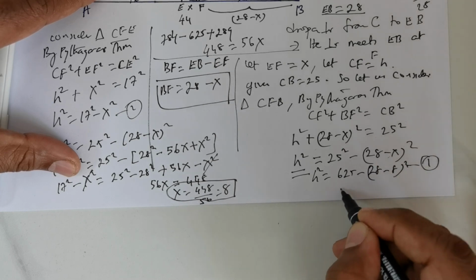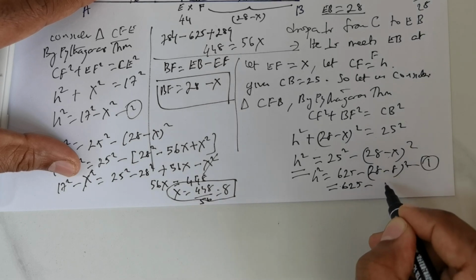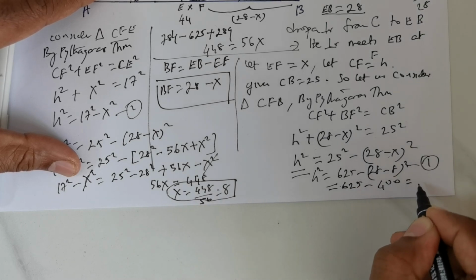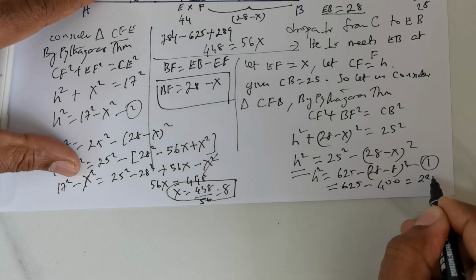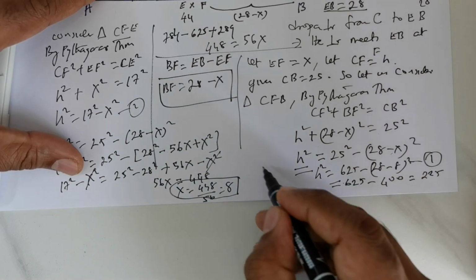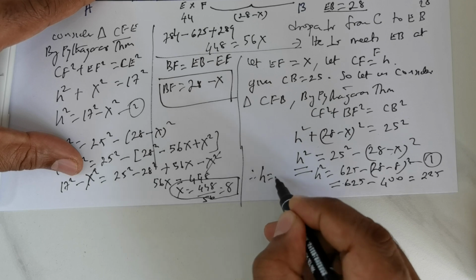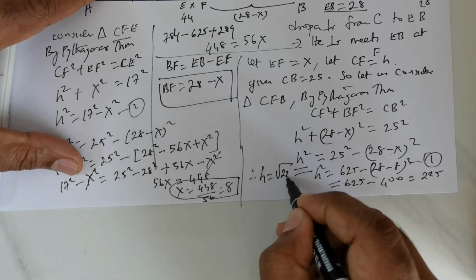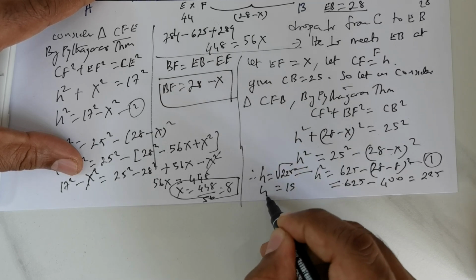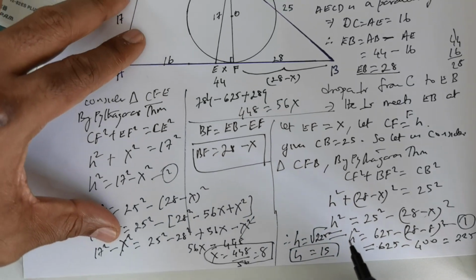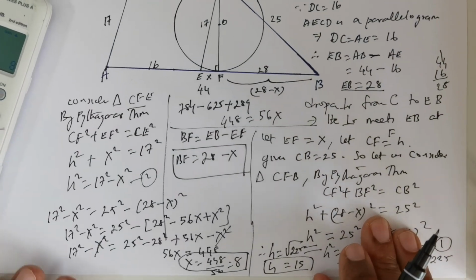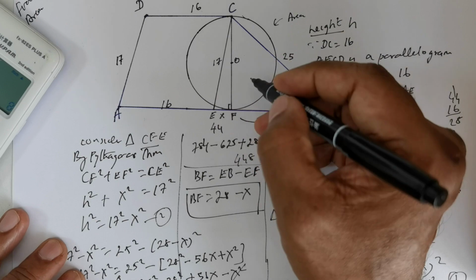This is going to be 20. It's going to be 400. So 625 minus 20 squared, 400. This is going to give me 225. So we are getting the h value to be root of 225, which is equal to 15 units. That's crisp. H is 15 units. So this is 15 units.